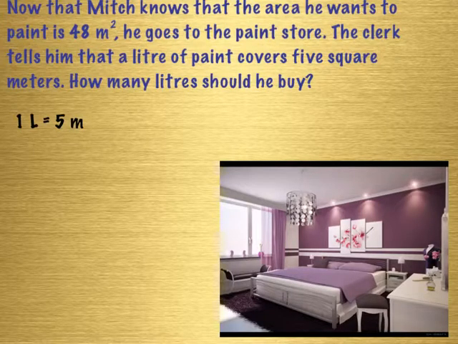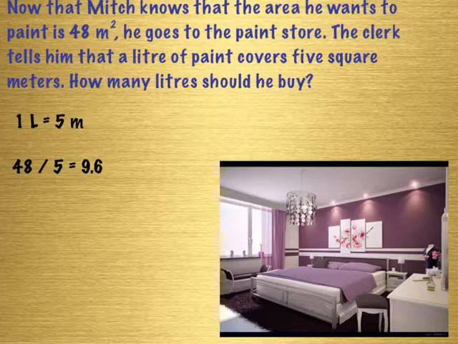I know that 1 liter will cover 5 square meters. I didn't put the squared in, but just for the sake of doing the math, I'm going to leave that out. So if I know that, I'm going to do 48 divided by 5. And when I do that on my calculator, I get 9.6. So I need 9.6 liters of paint.